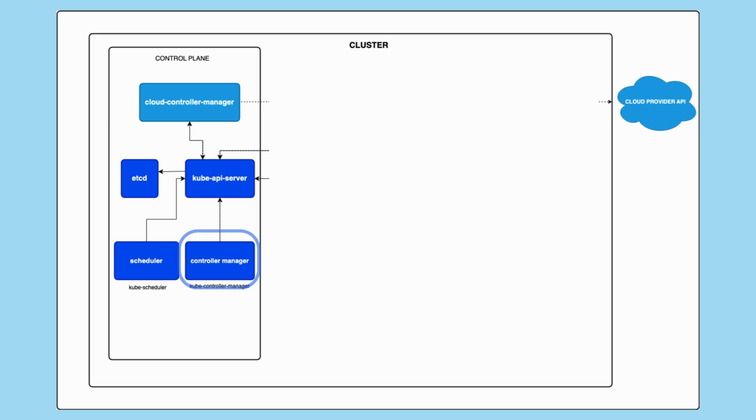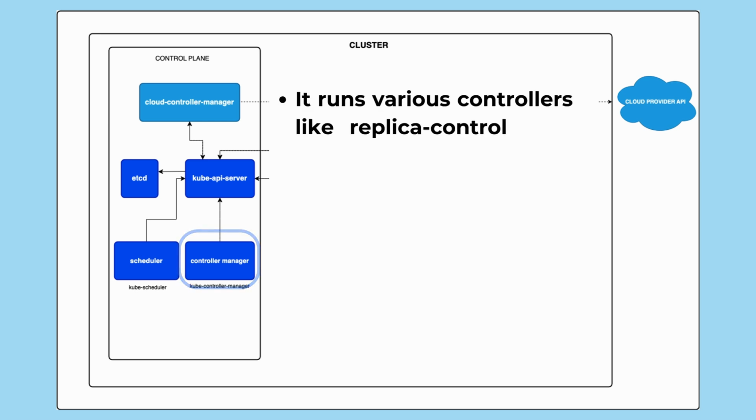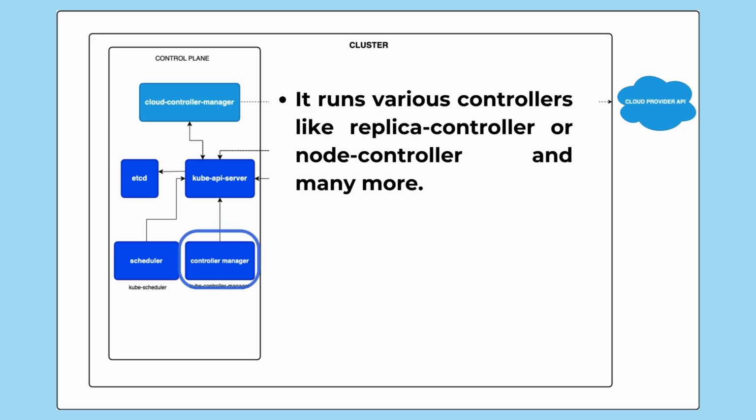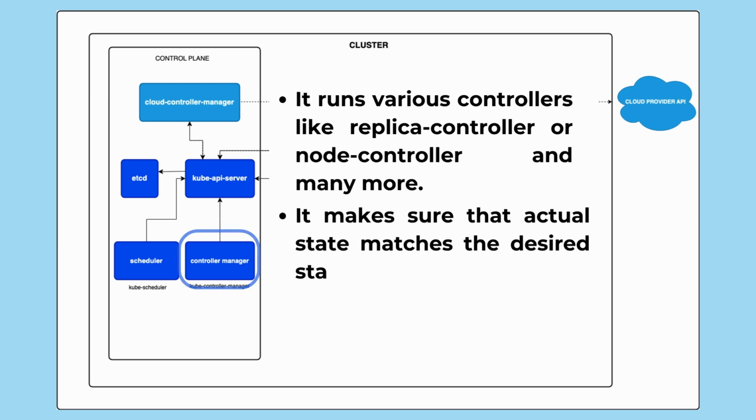Kube controller manager. Now this component runs various controllers like replica controller or node controller and many more controllers are there. For instance, let's understand replica controller. Now replica controller is responsible to maintain the desired and the actual number of replicas. This simply means if we want 3 pods or 3 copies of our application to be running, then replica controller will take care of what we have desired and what is the actual number of running instances. So that if 1 or 2 pods crash, then this controller will bring them back to life.